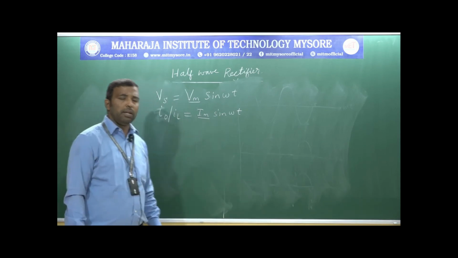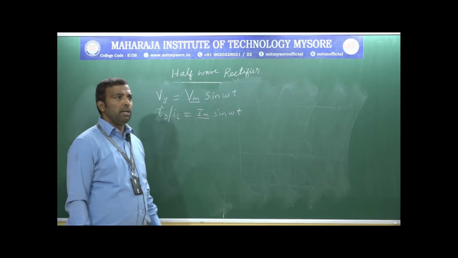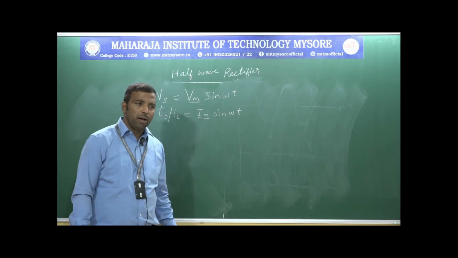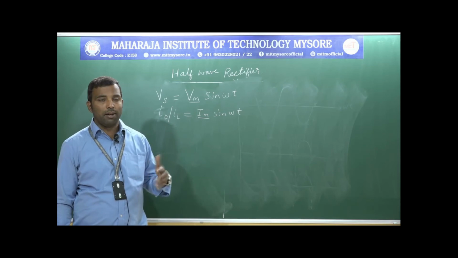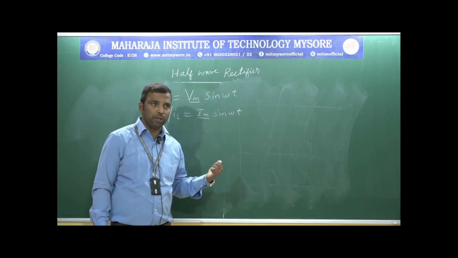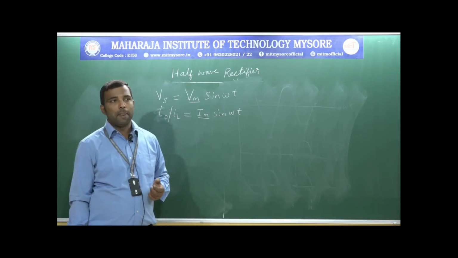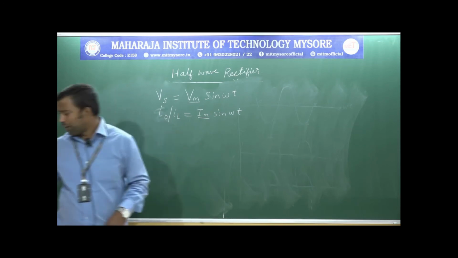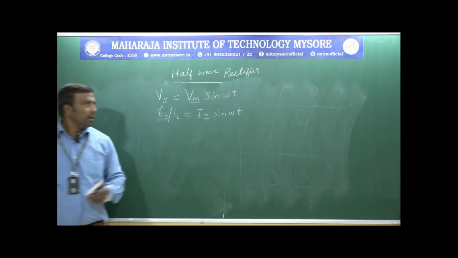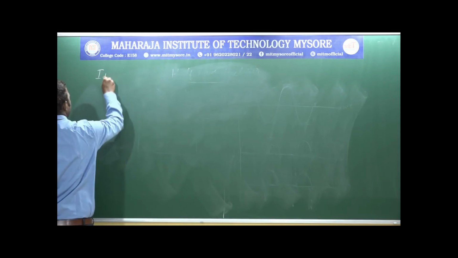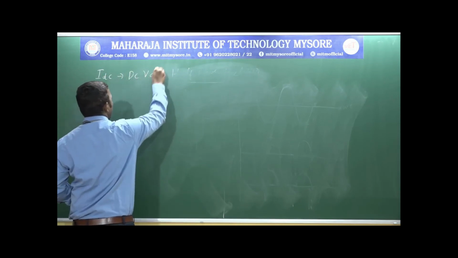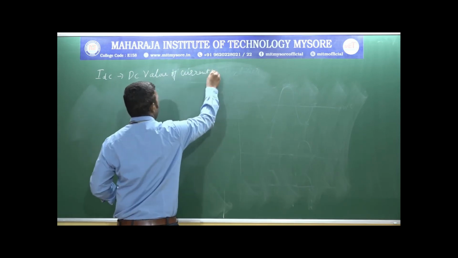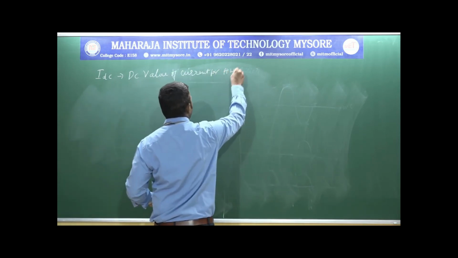The expressions are the DC value of the current, the DC value of the voltage, and the rectification efficiency. We have to estimate whether the efficiency is good or not by using the efficiency equations. Again, we are going for power. The first one we consider is the DC value of the current, represented by IDC, which is the DC value of current for the half wave rectifier.